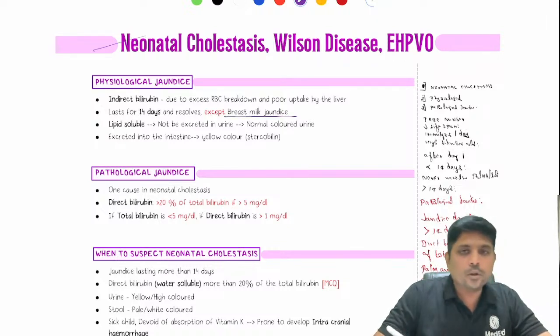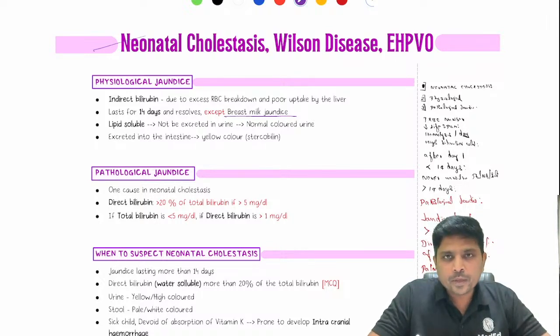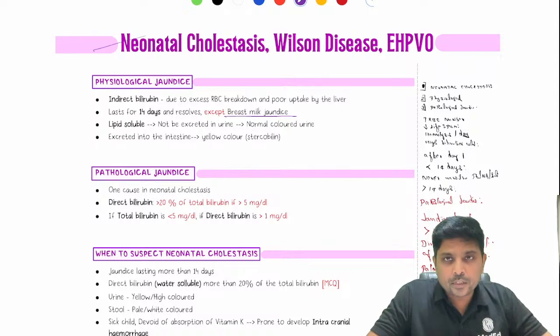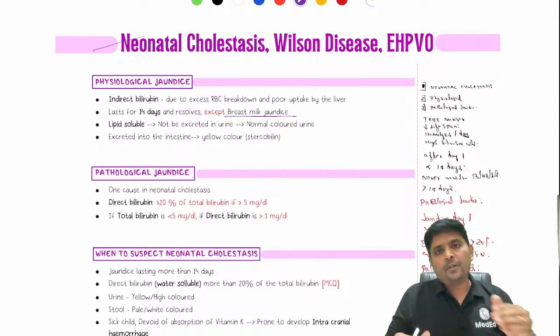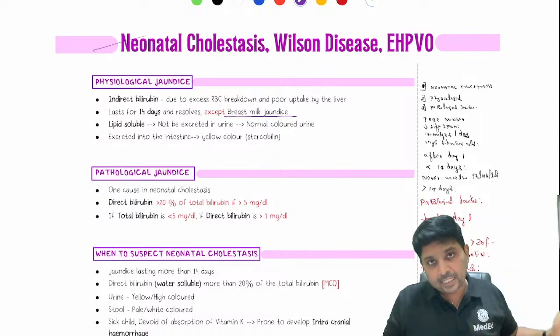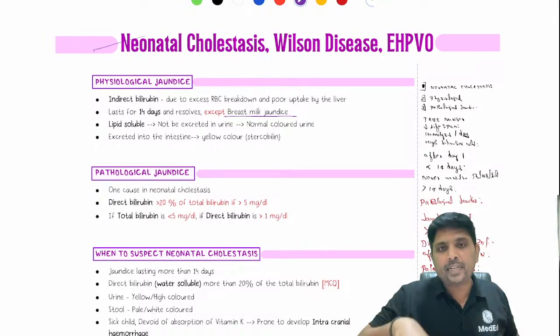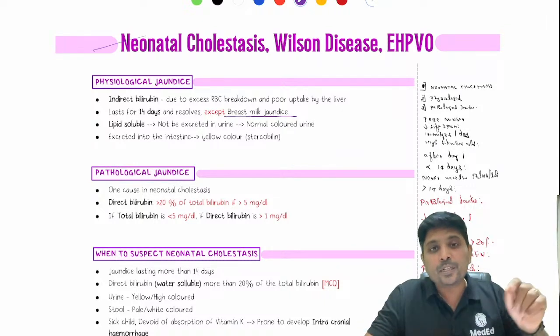It can be due to breast milk jaundice in which pregnanediol inhibits the conjugation of bilirubin, or breastfeeding jaundice, which is due to low breastfeeding as a result of increased transition time in the intestine leading to enterohepatic circulation, that is breastfeeding jaundice.